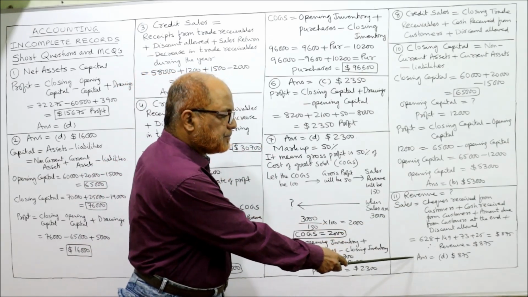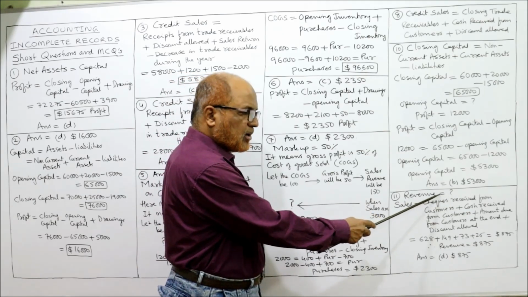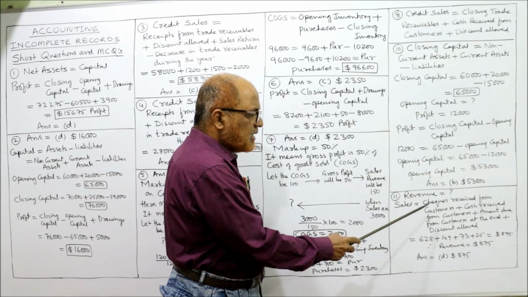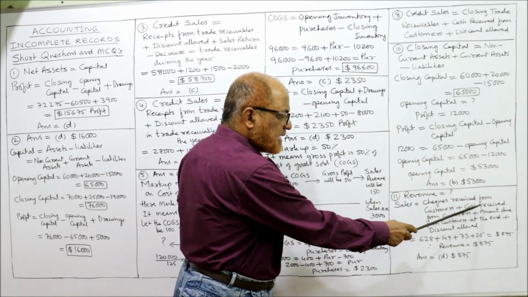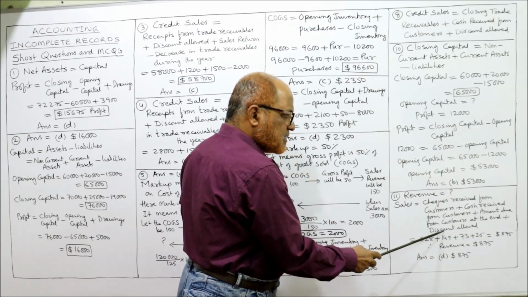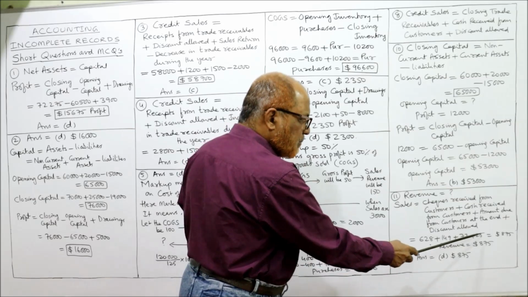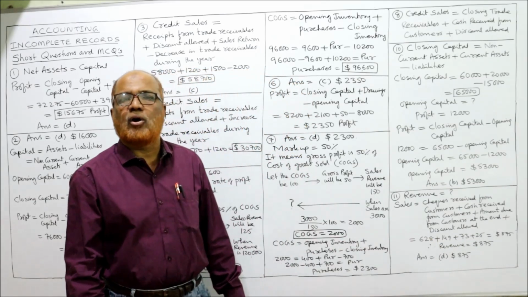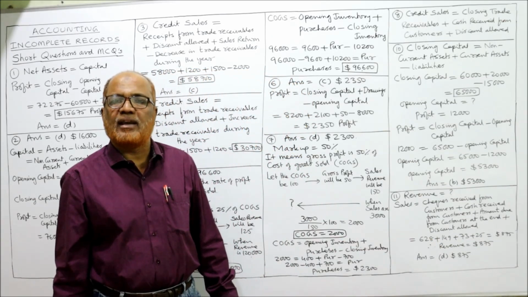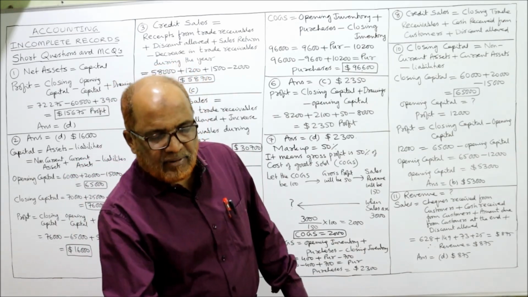$875 is the answer. Now, here I have written here, revenue is equal to how much? This is what we have to calculate. Revenue means sales. Check received from customers plus cash received from customers plus amount due from customer at the end plus discount allowed. Add up 628 plus 149 plus 73 plus 25. $875 is the sales revenue. That's all. So, totally 11 problems.